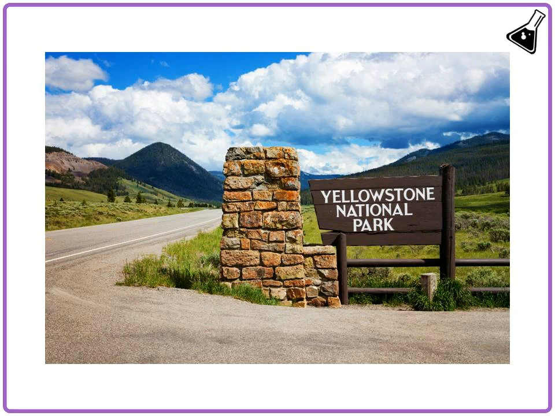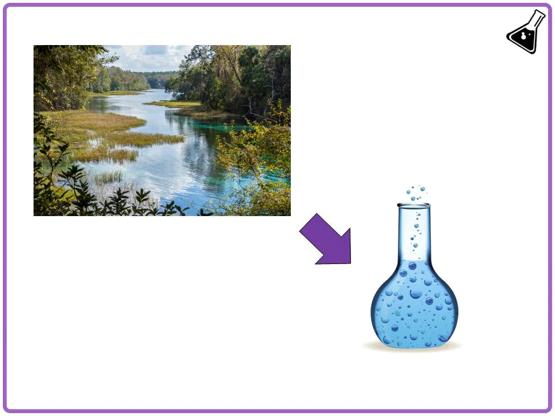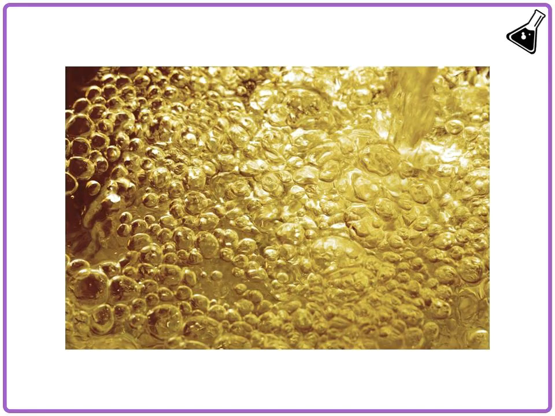Today, Hannah is going to Yellowstone National Park to test the water and see if it is contaminated. She is going to 5 locations in the park. First, Hannah visits Green Hill Spring. She takes a small amount of water from the spring and adds an indicator. All of a sudden, the water begins to bubble. Bubbling is a sign of a chemical reaction. Hannah is going to write this down in her science journal.